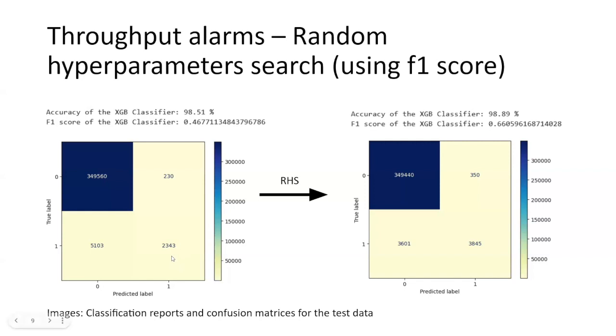actually faulty. And to maximize this number, when the model predicts faulty measurements, we will use random hyperparameter search and we'll be maximizing the F1 score, which is actually developed for that kind of reason, to maximize the values on this diagonal. And after applying it and using the hyperparameters from it, we can see a slight increase in accuracy and an increase in F1 score, and we can see that the number here of correctly predicted values increased.